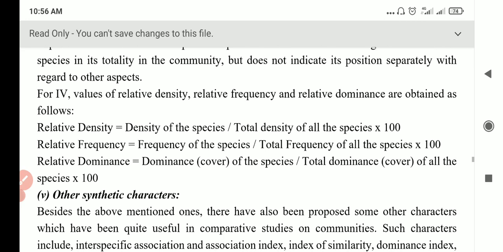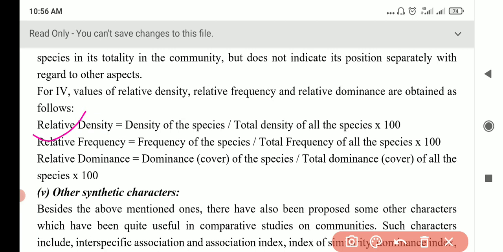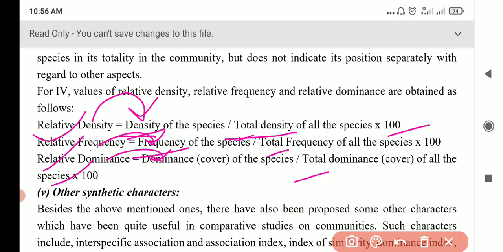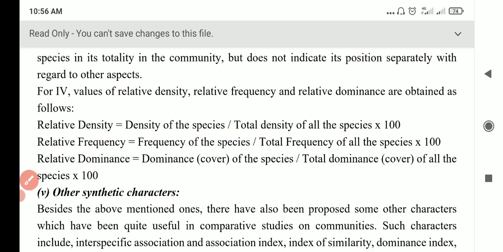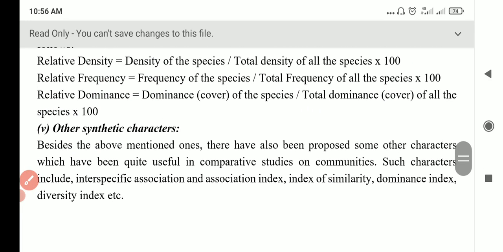It's basically the same formula. Same formula, you just replace this with this, with this, with this, total. So relative density is density by total density into 100, relative frequency is frequency by total frequency into 100. Dominance also, dominance by total dominance into 100. So easy.